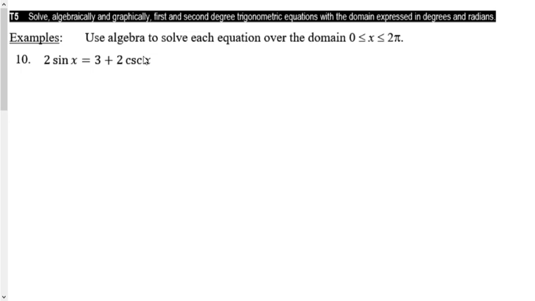Now I have a sine x, but I also have a cosecant x. If I have two different functions, unless I can factor one out as a common factor, I'm kind of stuck, or I can use an identity. So in this case, I can use the identity because I know a relationship between cosecant x and sine x. So I could rewrite this as 2 times 1 over sine x.